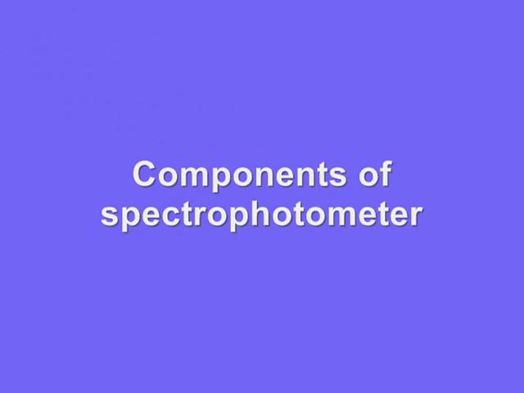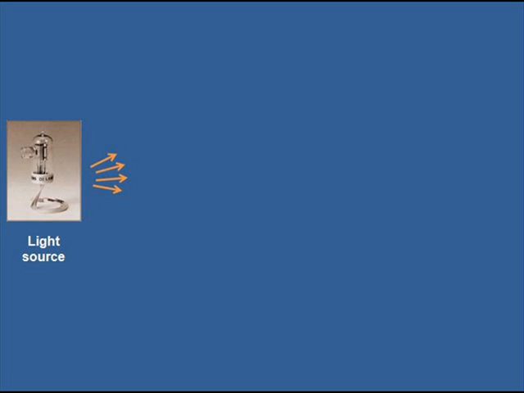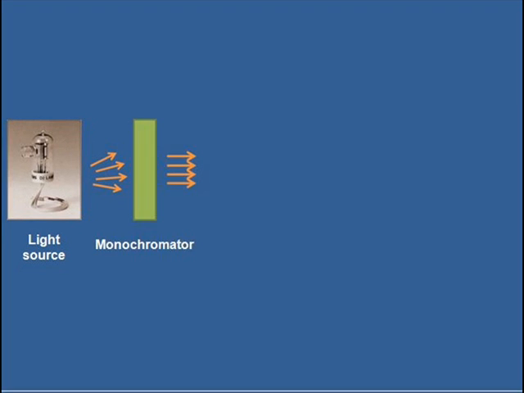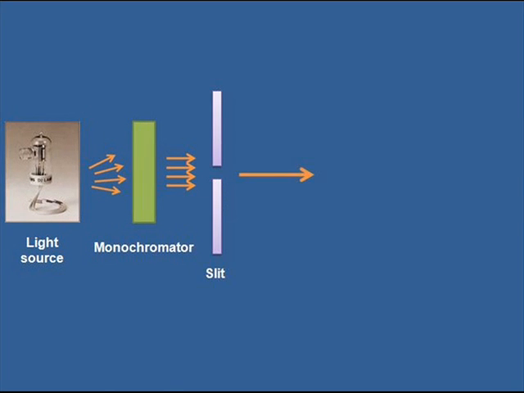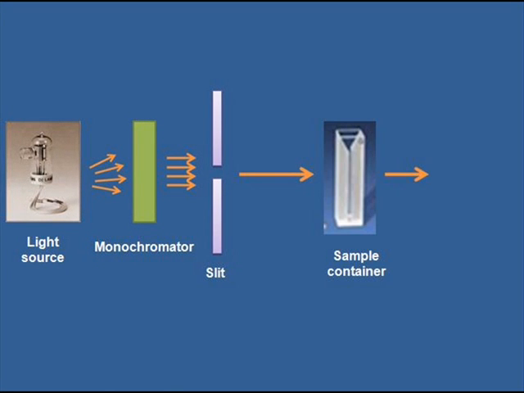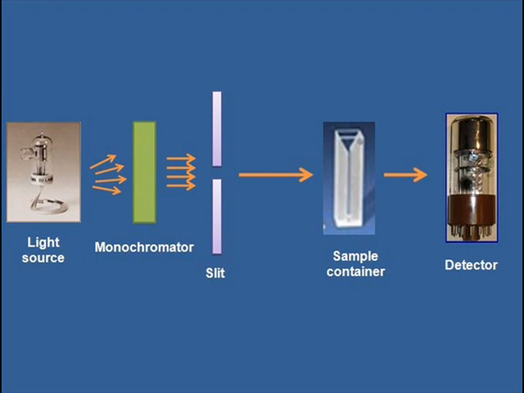Components of spectrophotometer. A stable source of light. Here the deuterium lamp for the UV and tungsten lamp for visible and infrared spectrophotometer. A wavelength selector or monochromator to isolate a desired wavelength from the source. Transparent container for the sample and the blank. A radiation detector to measure the signal and display the absorbance.